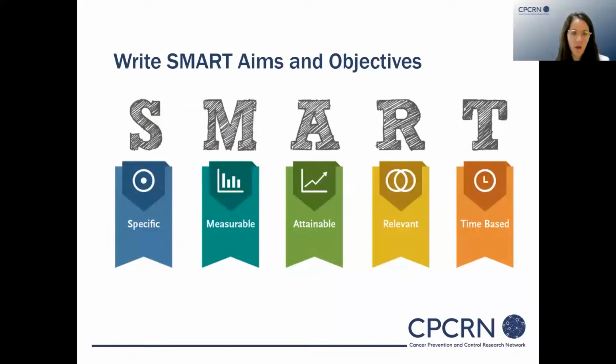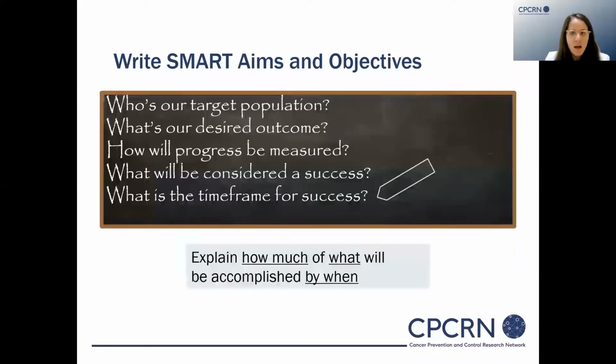Once you've identified where you want to intervene and focus your intervention, you can start to determine what you want your actual SMART objectives and goals to be. Many of you might already know about SMART objectives, but it's just a nice format for writing your goals. You want to make sure they're specific, measurable, attainable, relevant, and time-based. So think about who's your target population, what's your desired outcome, how are you going to measure your progress, and what will be considered a success. And then what is your time frame? You want to make sure that you can explain how much of what will be accomplished by when.